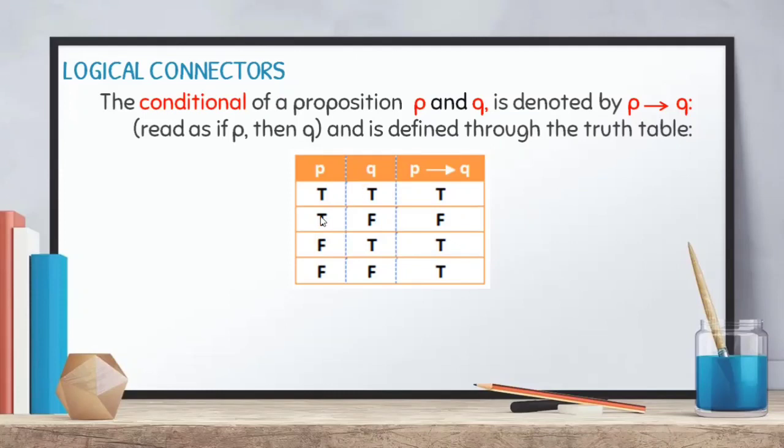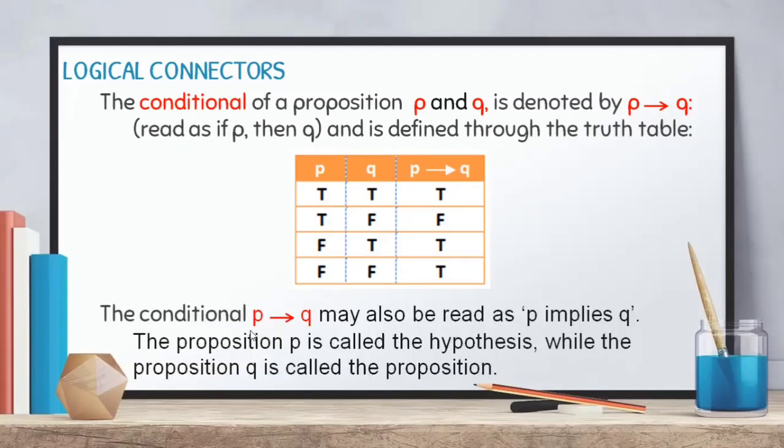Now in the middle, right? So look at this. So whatever is the truth value of your Q, you're going to follow the truth value in your if P then Q. So if our Q is F, then our if P then Q is also an F, right? If our Q is T or true, then our if P then Q is also T or true. Okay? Any question? The conditional if P then Q may also be read as P implies Q.